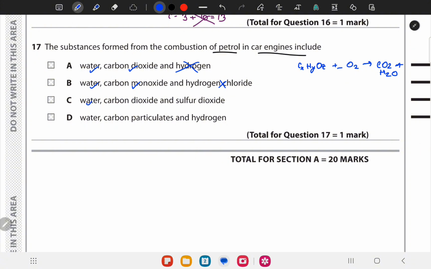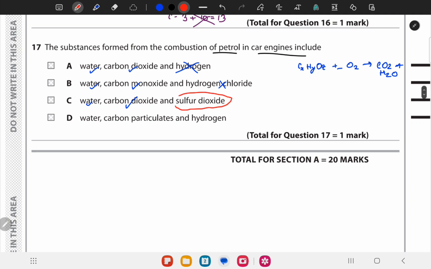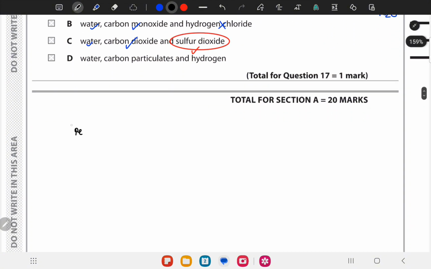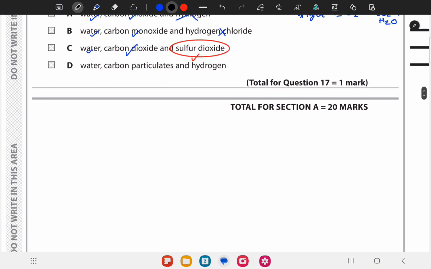In option 3, water forms, carbon dioxide also forms. You might take a while to think about this, but sulfur dioxide will also form. Usually petrol has some sulfur dissolved in it, because when we mine it from the ground, it usually has a little bit of sulfur impurity left. So when the engine burns the fuel, the sulfur goes into the atmosphere and reacts with the oxygen in there to form sulfur oxides.